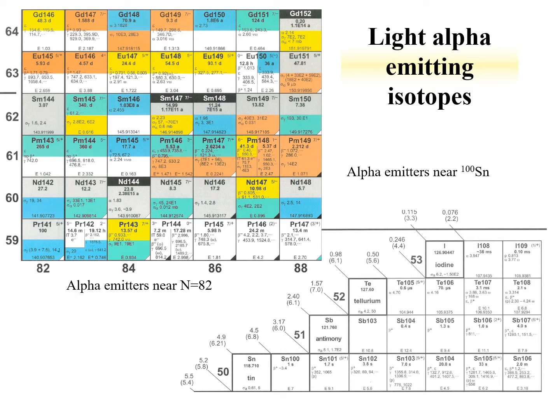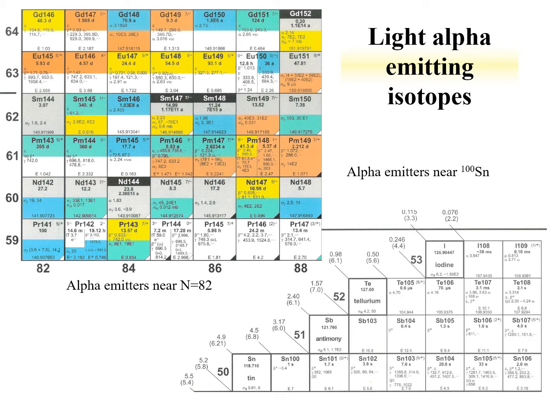As was discussed on the previous slide, there are some regimes where there are light alpha emitting isotopes. Let's explore those areas. One area that was mentioned was near N equals 82, so 82 neutrons. We can highlight those alpha emitting isotopes as shown here. And as you see, fundamentally, these decays drive towards that closed shell at 82.